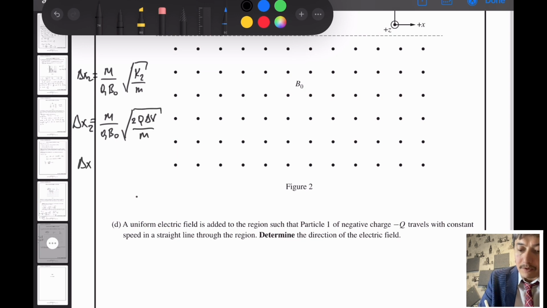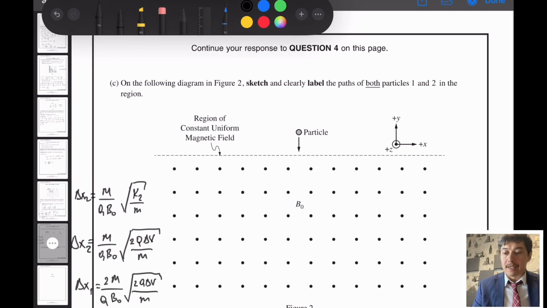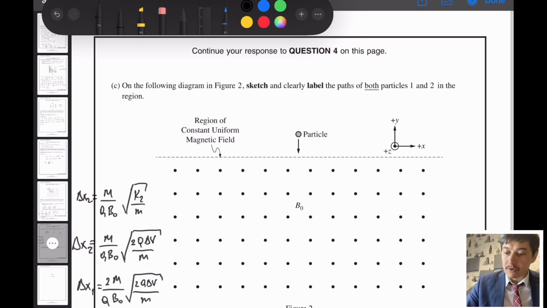Similarly, if you do the calculation for delta x1, you will follow the same steps. One more time you calculate, and I found it's going to be 2m over q b0 times the square root of q delta v over m. Now, my point here is we can see delta x1 is going to be 2 times bigger. So let's start again with the positive charge, which is the second particle. Best on paper, maybe it's even better. I'm doing it on my iPad.